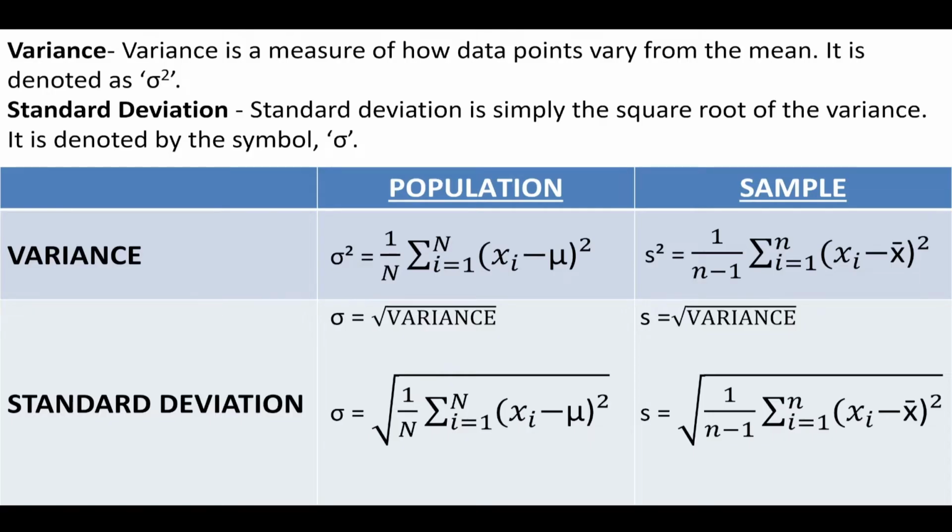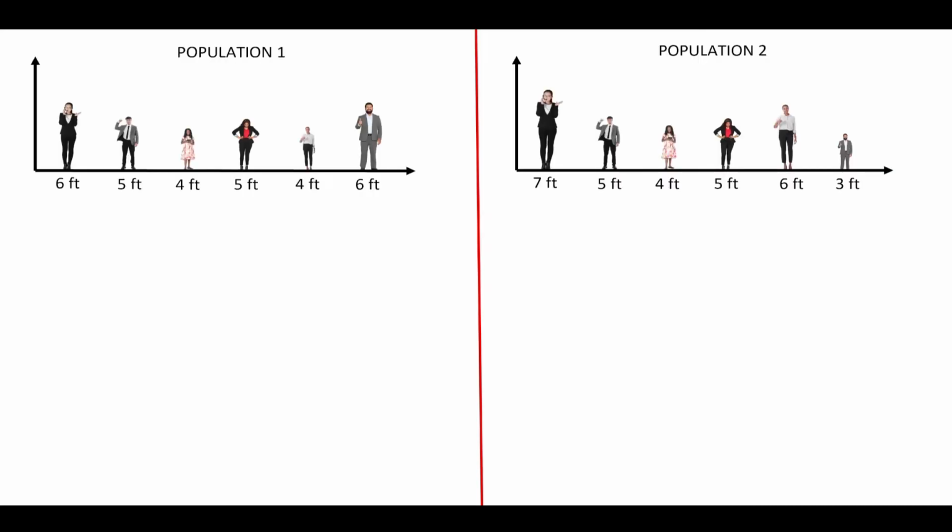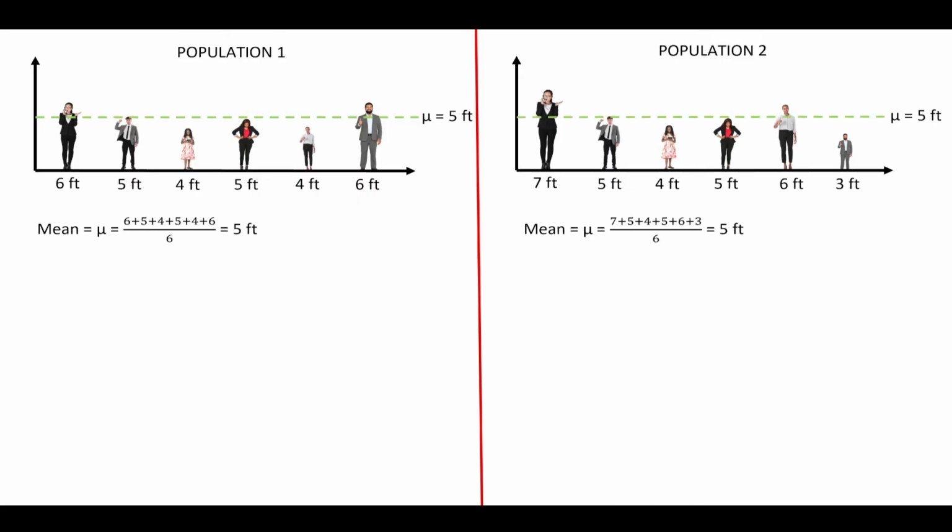Now let us understand what we mean by standard deviation. Consider two populations, population 1 and population 2. Both have a population size of 6. Let us now calculate the mean for both the populations. We can see that we get the same value of mean, that is 5 feet, for both the populations. But you can see that the height of people in population 1 is less spread out than in case of population 2. So let's calculate the variance using the formula that we saw before.